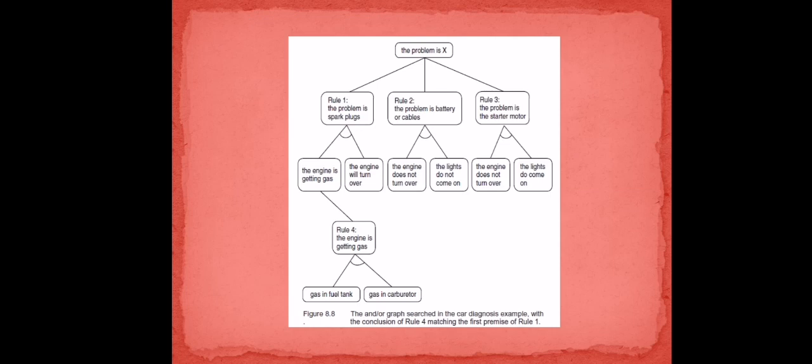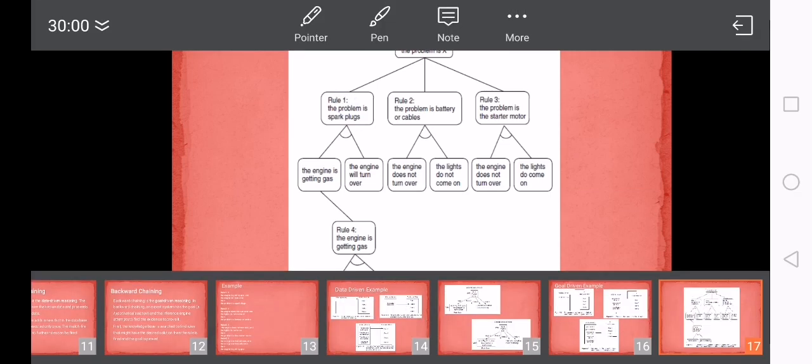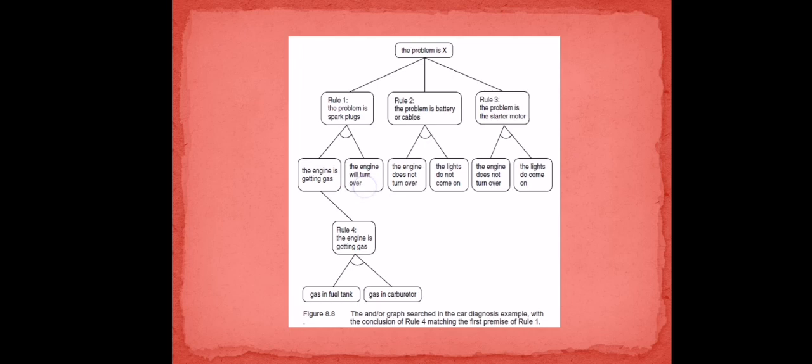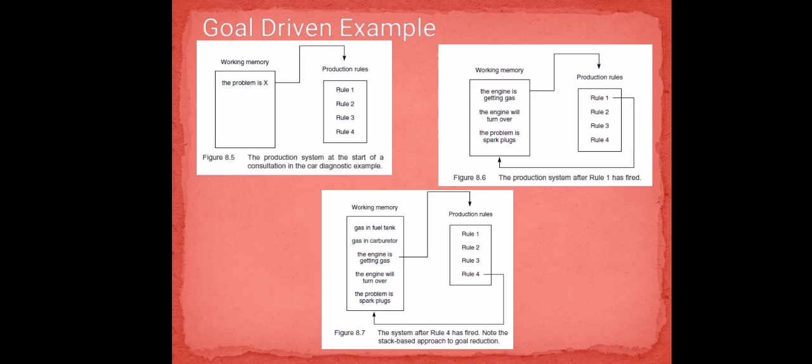Here first we consider, suppose rule 1 is true: the problem is spark plug. For that, two things should be true. The engine will turn over is an independent thing, so we can say that it's true. Then for the second one, the engine is getting gas should be true when rule 4 is true. For making rule 4 true, we should have two things true: gas in fuel tank is true and gas in carburetor is true. We will check those conditions. If that's also true, we will conclude that rule 1 is our result. I think you got it.